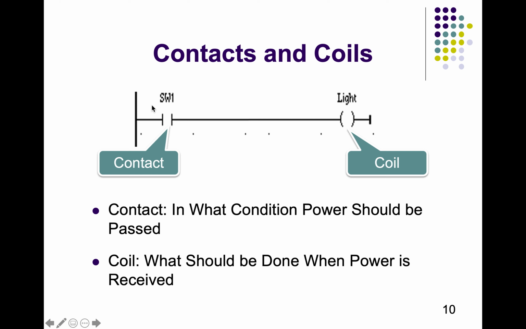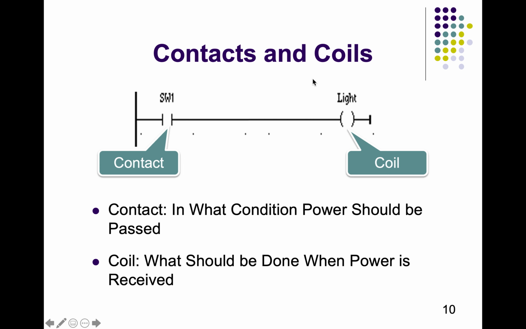So the left hand side where we connected the switch is known as the contact, and the right hand side where we connected the light is known as the coil. Contact says in what condition the power should go from the power source to the power return. And coil says what should be done when power is received. So in here, our contact says when our switch is on, transfer the power. Then our coil says whenever we receive the power, turn on the light.